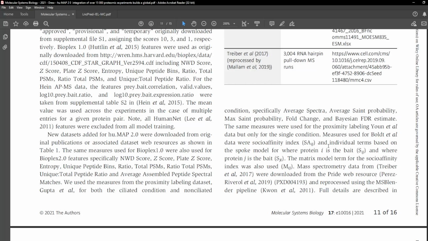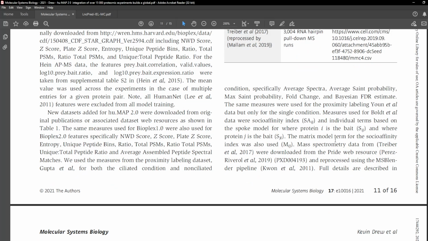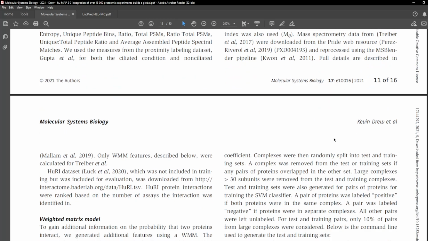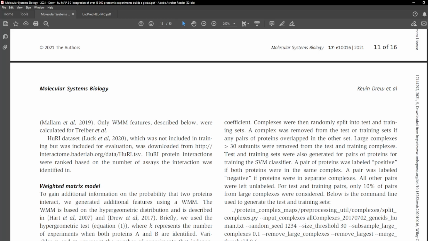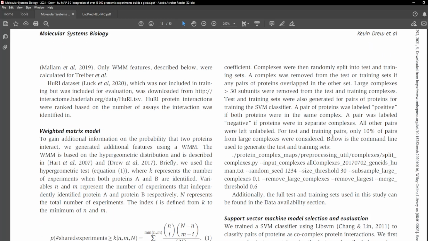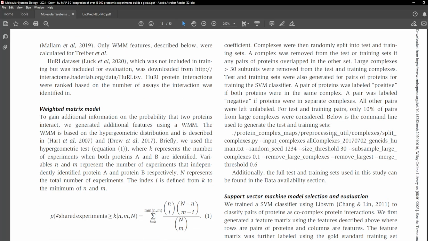Mass spectrometry data from Treiber et al., 2017, were downloaded from the PRIDE web resource, Perez-Riverol et al., 2019, PXD004193, and reprocessed using the MS Blender pipeline, Kwon et al., 2011. Full details are described in Malinovska et al., 2019. Only WMM features, described below, were calculated for Treiber et al.